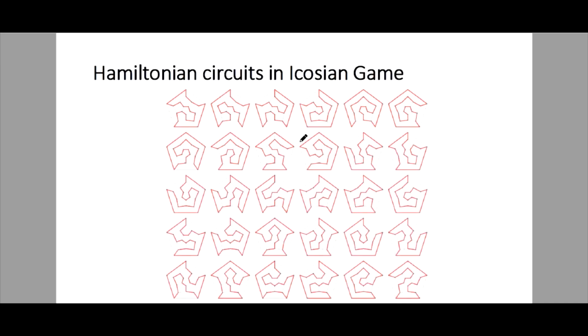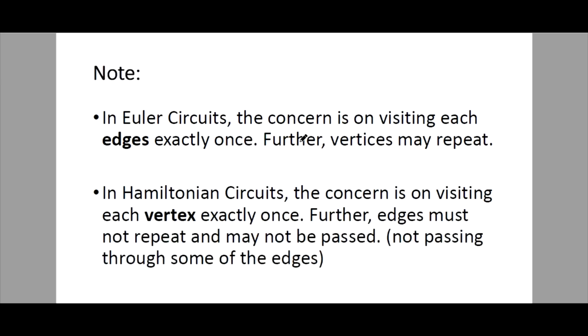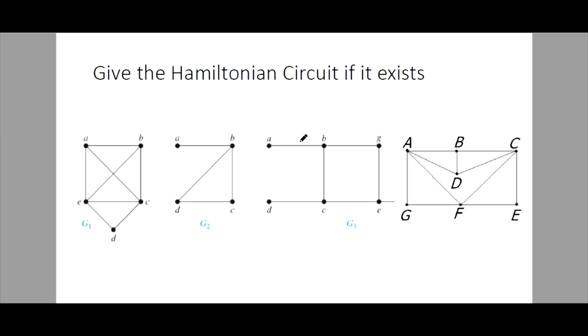So, we have these other answers. If you notice, some of the edges are not visited at all. Note, in Euler circuits, the concern is on visiting each edge exactly once. Further, vertices may repeat. And in Hamiltonian circuits, again, the concern is on visiting each vertex exactly once, and some of the edges may not be passed.